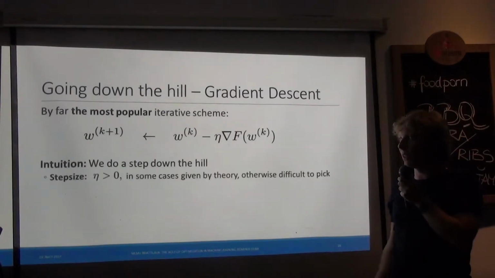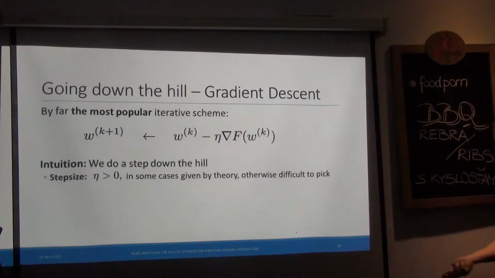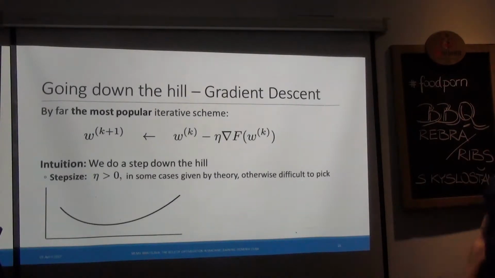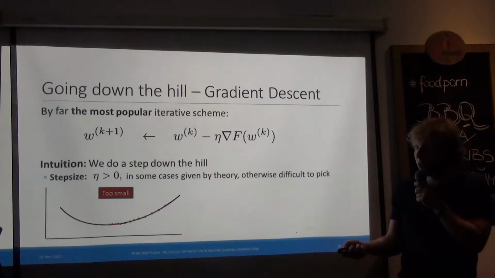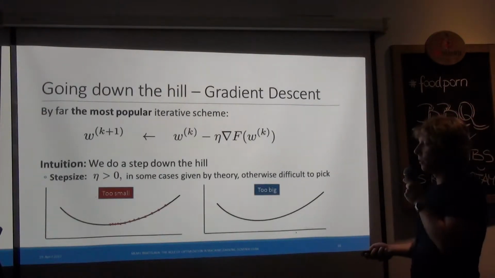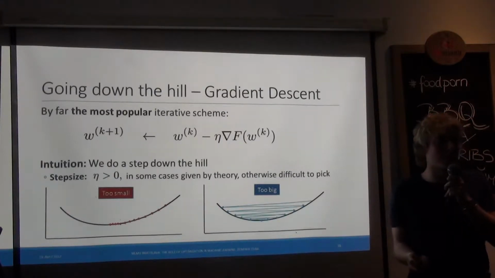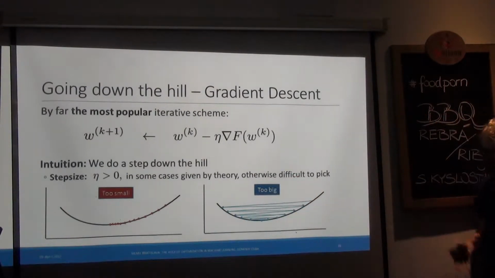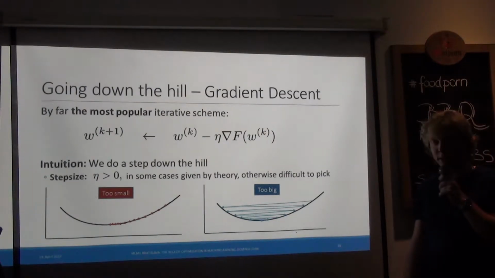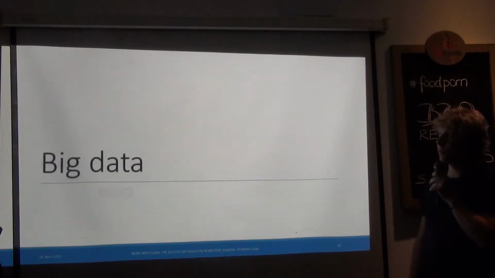So we do a step down the hill, but it's actually more complicated because it's not so easy to do steps down the hill. Think about this function. If the step is too small, you are just going to take a lot of steps to reach the bottom. If it's too big, you are going to take a lot of steps jumping over the bottom to actually reach it. If the step is reasonable, it's going to be fine. So that's just a quick recap of supervised learning. Hopefully, most of it was known to you.